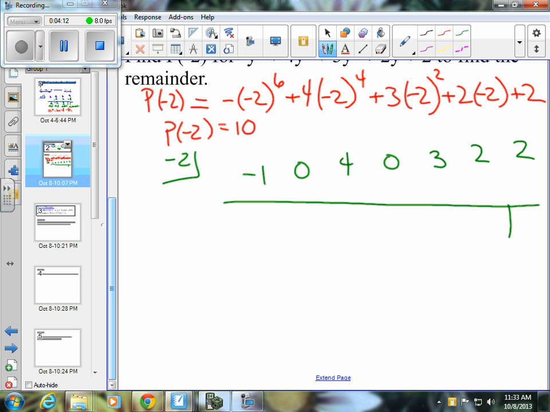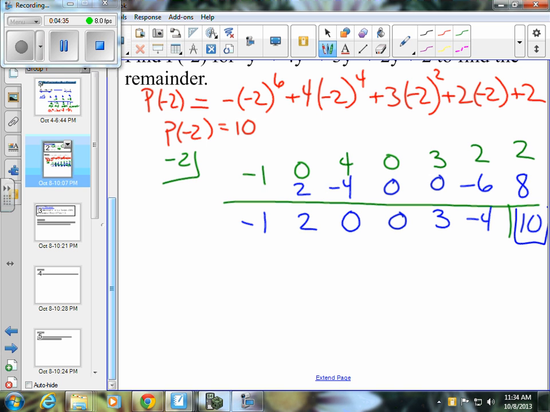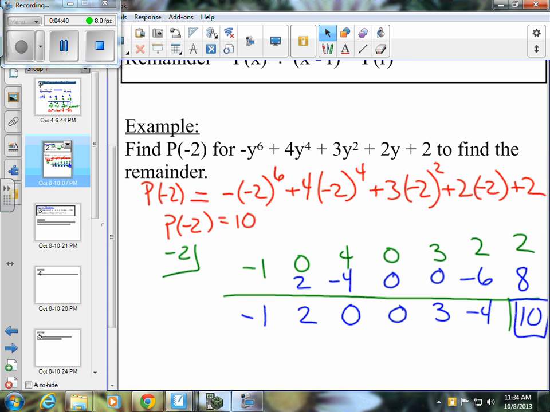So that would give you two different ways to check to see if something's divisible, if it's a factor or not. So we bring down the negative 1, multiply and add, multiply and add, multiply and add, multiply and add, multiply and add, and then multiply and add. So there we go. Our remainder is 10 when we synthetically divide, exactly the same number as we got when we just substituted the number in. So if a number is going to be a factor, we can definitely check either by synthetic division and looking at the remainder, or we can plug the number in.